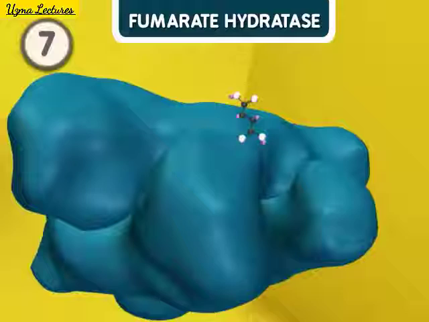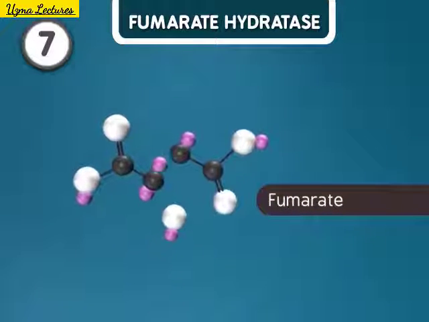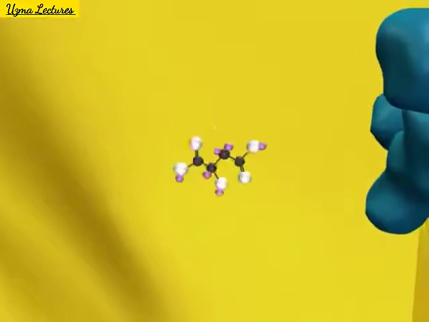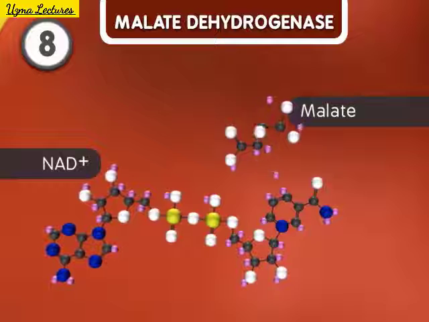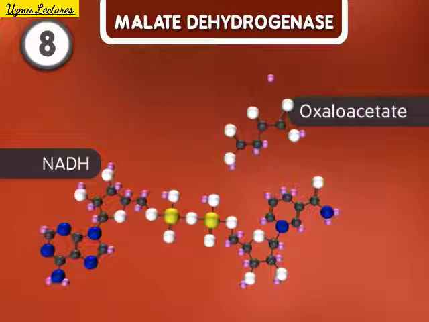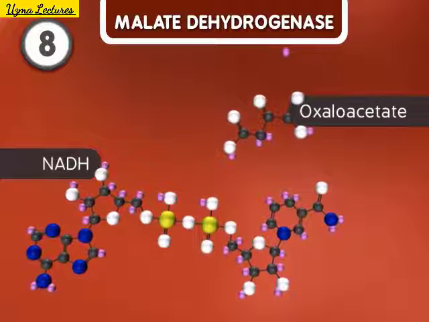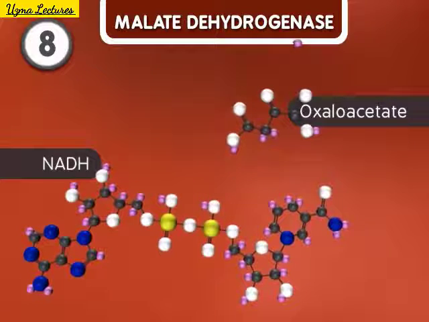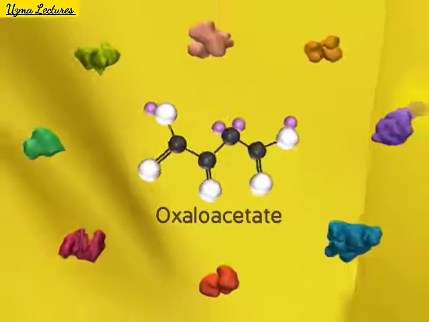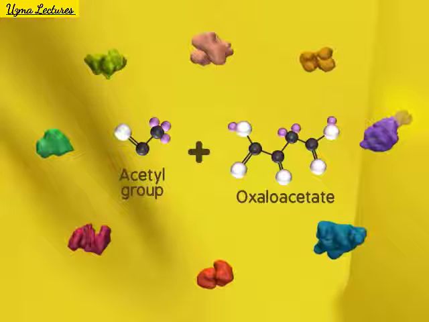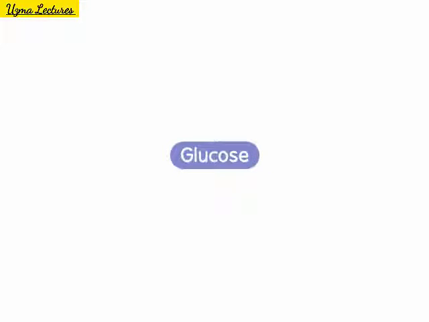In step 7, a fumarate hydratase enzyme converts fumarate into malate. In the final step of the citric acid cycle, a malate dehydrogenase converts malate back to oxaloacetate. Like all the steps involving dehydrogenase, a coenzyme is produced. Here it is NADH. The oxaloacetate that was regenerated through the citric acid cycle is now ready to join with another acetyl group and begin the cycle once more.